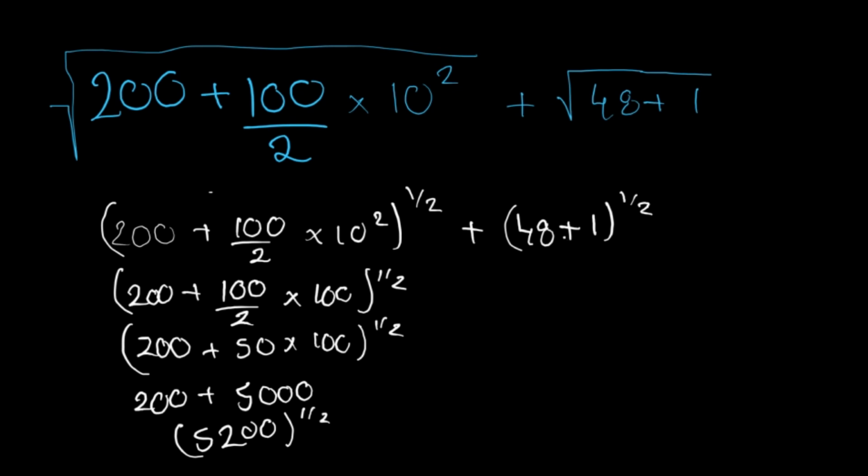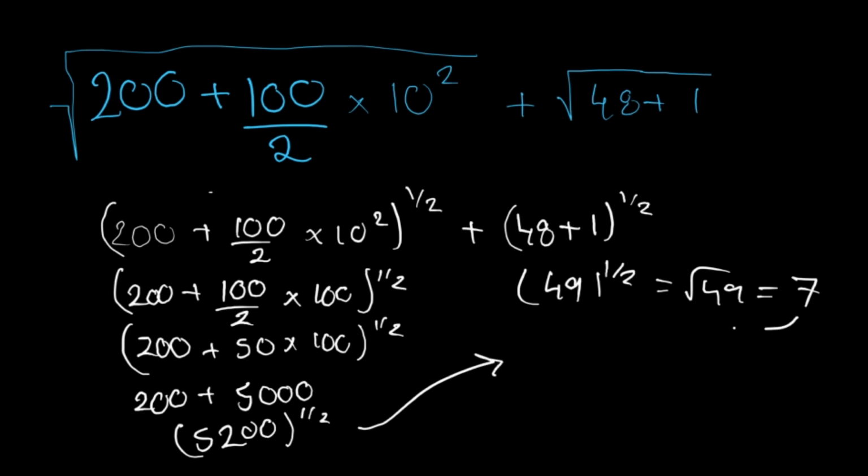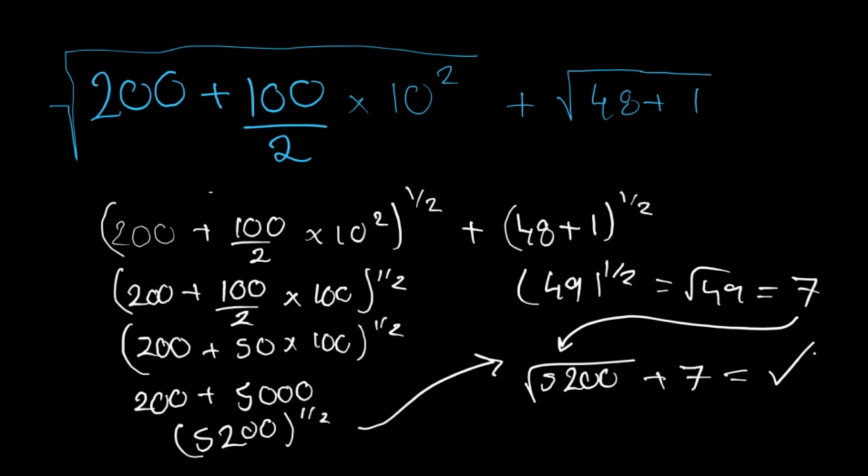You do the same thing with the other one. So 48 plus 1 is 49, all to the power of half. So 49 to the power of half, which is square root 49, which is 7. So combine these two. There we go: square root 5200 plus 7. Work that out using your calculator and then you get the answer.